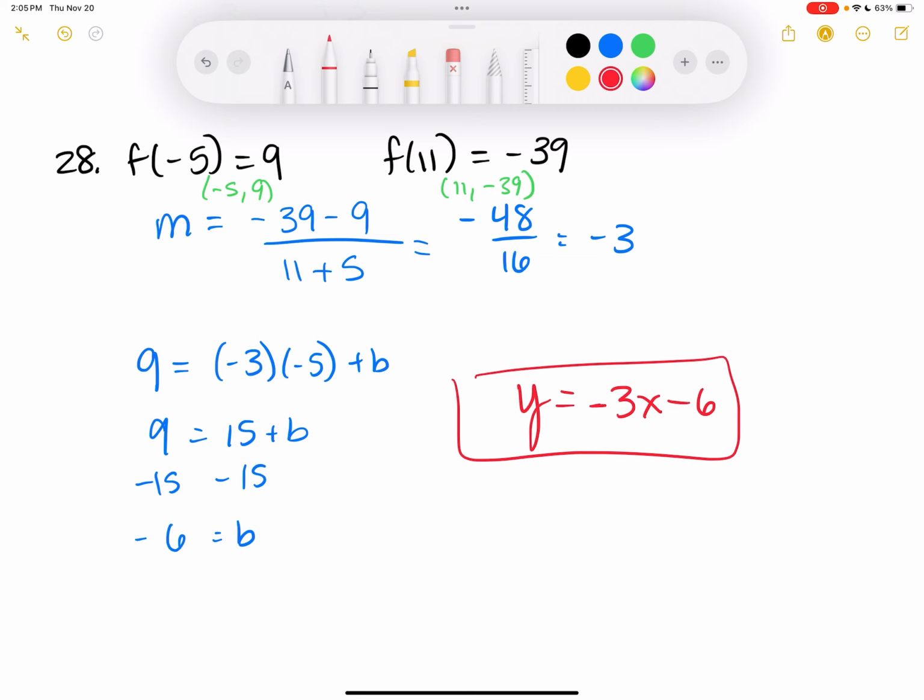All right, so we had a slope of -3. And then we plug that in to find b. So we end up with 9 equals 15 plus b. Subtract 15, we get -6. So y equals -3x minus 6.